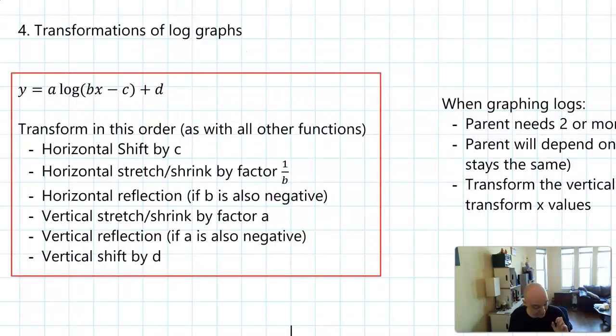Speaking of transformations, here is a quick review of the order of transformations. If we have the equation y equals a log base b of (x minus c) plus d, and by the way, here this can be any base.